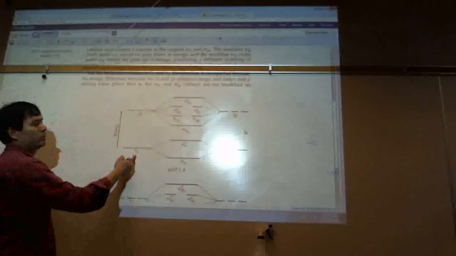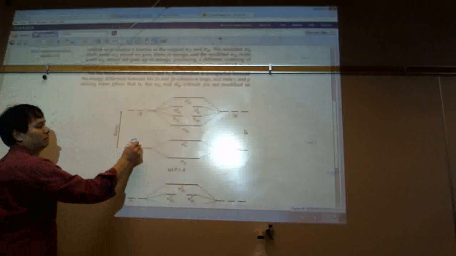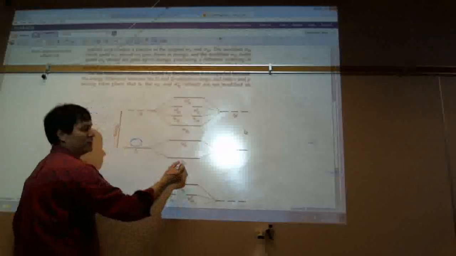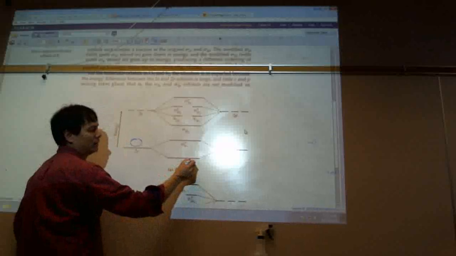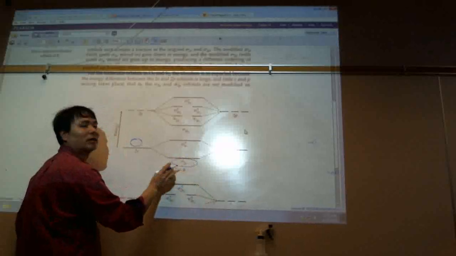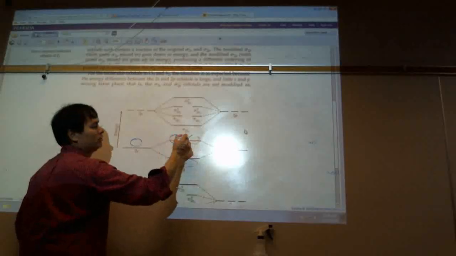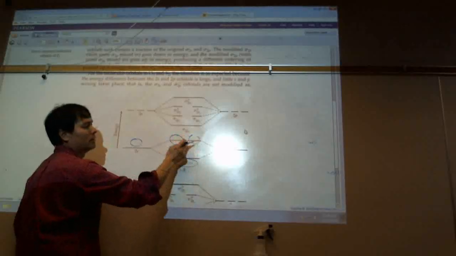What does this 2s orbital look like? Round. What does a 2s orbital look like on it? Round. And so sigma 2s is going to look like a cigar. The sigma star 2s looks like two orbitals repelling each other, like this.